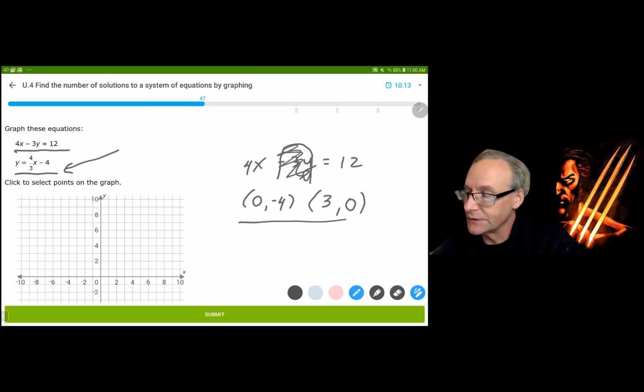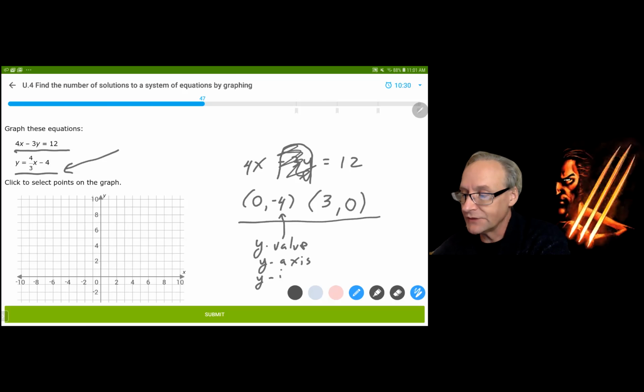Aren't those beautiful intercepts? Now it's real, people make mistakes on these all the time. Notice that that is a y value. It is on the y-axis. Is this helping? And it is also called a y-intercept. (0, -4) is my y-intercept.